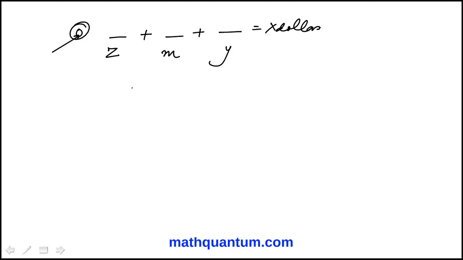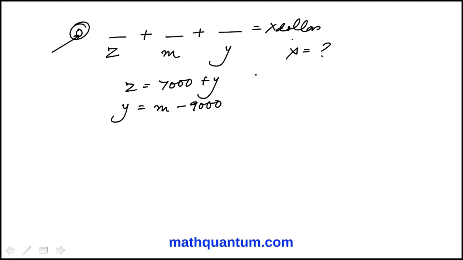So the oldest child inherited 7,000 more than the youngest. It's the first relationship. And the youngest child inherited 9,000 less than the middle child. Now the question is, what is X?